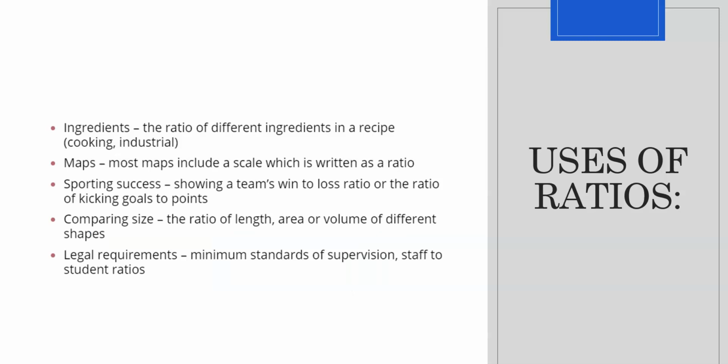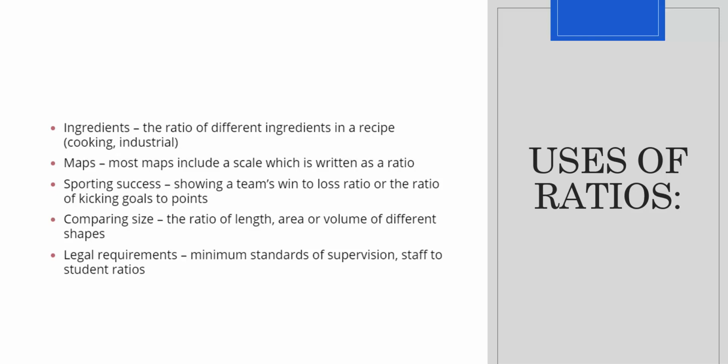Okay, so first of all, uses of ratios are important if we're looking at ingredients in cooking. So you might have a recipe and you may want to reduce the recipe, so you're going to need the ratio of different ingredients to know how much you reduce each one by. On maps, ratio is important when we're looking at scale. Sporting success, you can look at the ratio of losses and wins and kicking goals and things like that, so quite often used in statistical analysis.